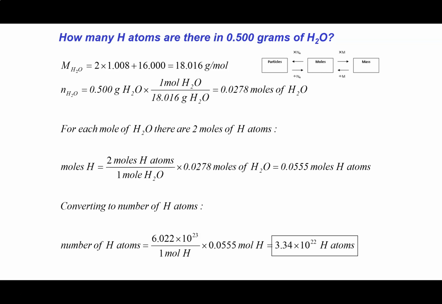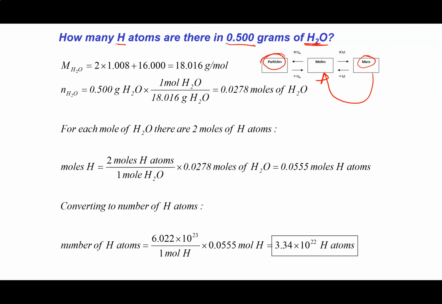All right. This one's a little bit more complicated, and it introduces another conversion factor. Remember, I said that we're going to have 3 conversion factors in this section. It says how many hydrogen atoms are there in half a gram of water. So I know I want to go through to number of particles here, right? And I'm given mass. So I know that the first thing I've got to do is turn it into moles.